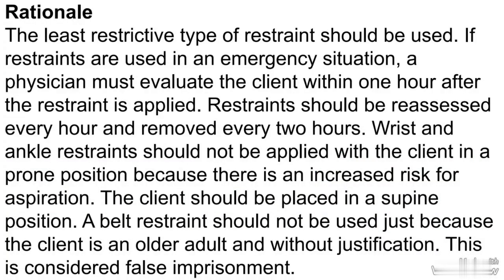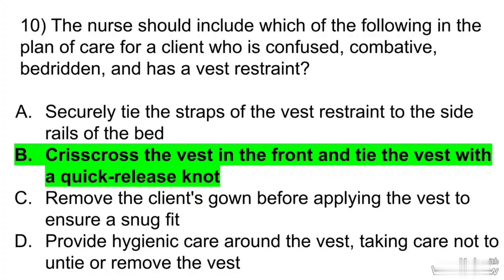Rationale. The least restrictive type of restraint should be used. If restraints are used in an emergency situation, a physician must evaluate the client within 1 hour after the restraint is applied. Restraints should be reassessed every hour and removed every 2 hours. Wrist and ankle restraints should not be applied with the client in a prone position because there is an increased risk for aspiration. The client should be placed in a supine position. A belt restraint should not be used just because the client is an older adult and without justification. This is considered false imprisonment.